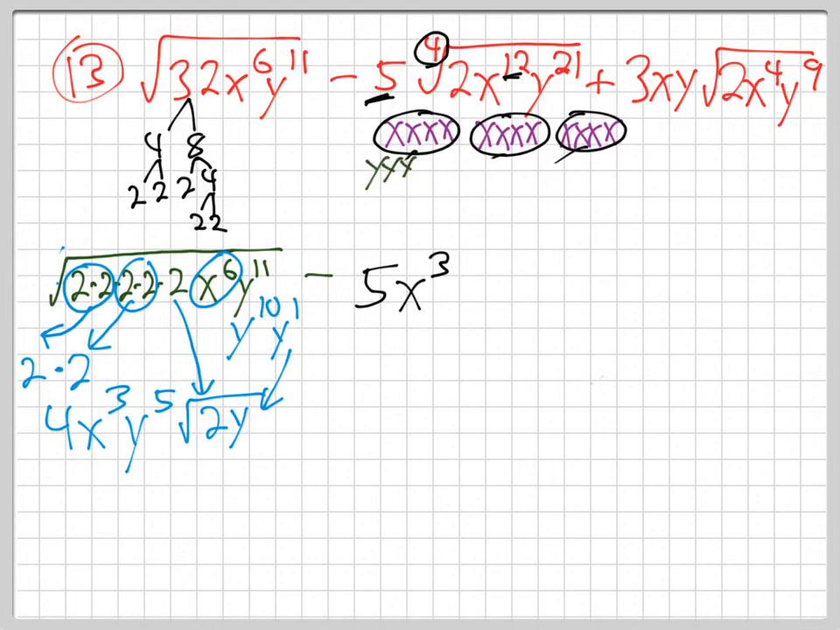So 1, 2, 3, 4 Y's. 1, 2, 3, 4 Y's. 1, 2, 3, 4 Y's. 1, 2, 3, 4. How many is that? Oh, and one more. There's 21 Ys. 4 times 5 is 21. Yep. 5 groups of 4.